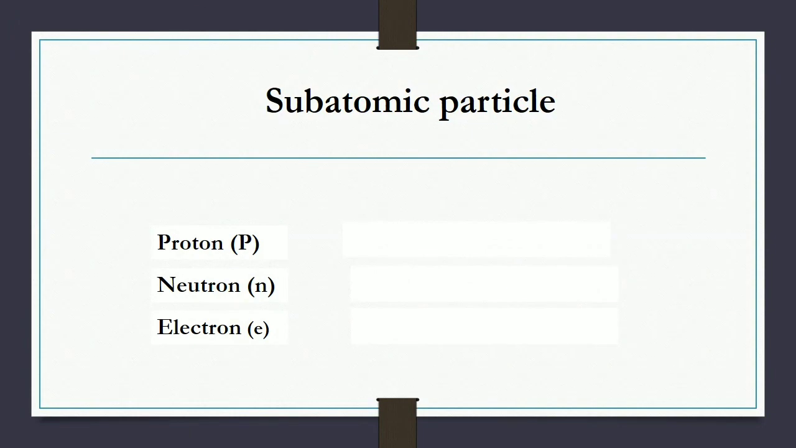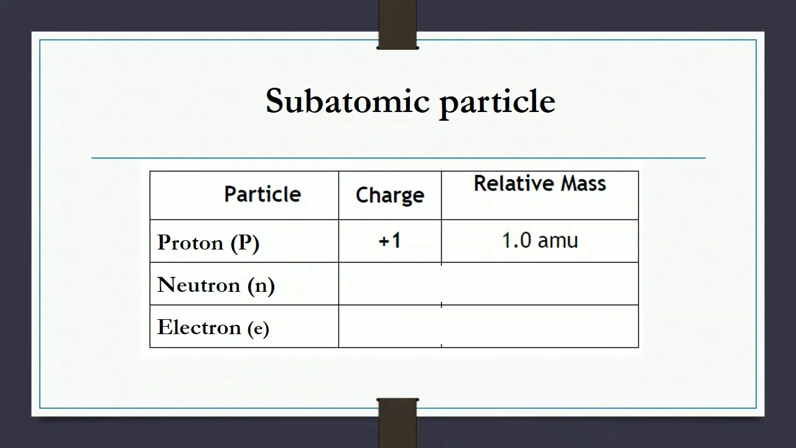Let's look at the charge and the relative mass of the subatomic particles. A proton has a positive charge and a relative mass of 1 u. A neutron has no charge and a relative mass about the same as a proton, which is also 1 u. An electron has a negative charge, but its mass is very little, which we can say is near 0. So the relative mass of an atom is only contributed by the protons and neutrons. That's why, in the previous slide, we said that the relative mass of an atom can be taken from the nucleon number.